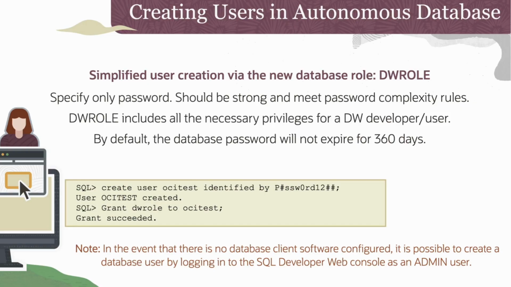Now, actually provisioning the user is very straightforward. There's no need to go ahead and specify default table spaces, temporary table spaces, or any of that. It's simply just a case of create user, username identified by a password, and then specifying the privilege of the DWROLE to be assigned to that user. Now, this can be done through a regular client utility. However, if you don't have a client utility to connect to the database, then this can be done using the Database Actions console or the SQL Developer Web screen.